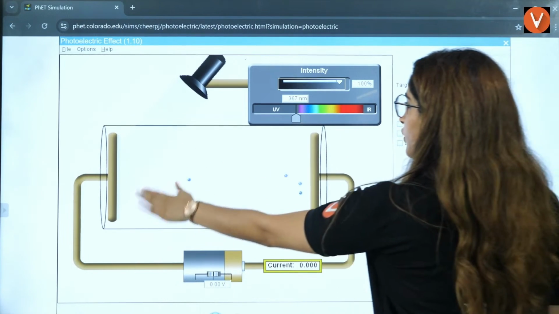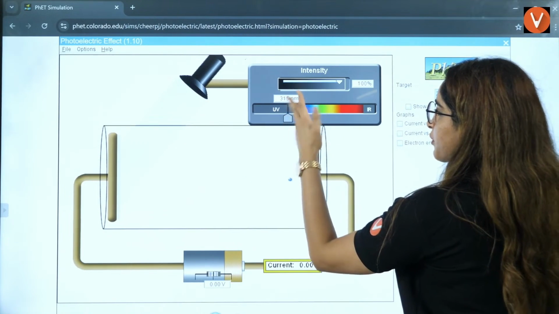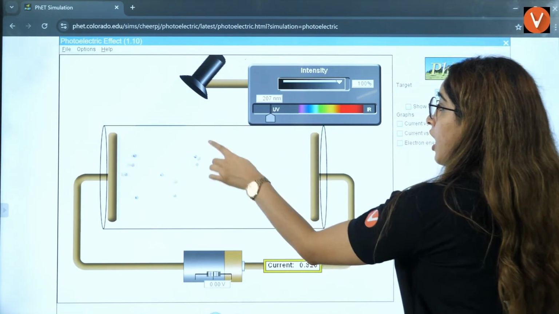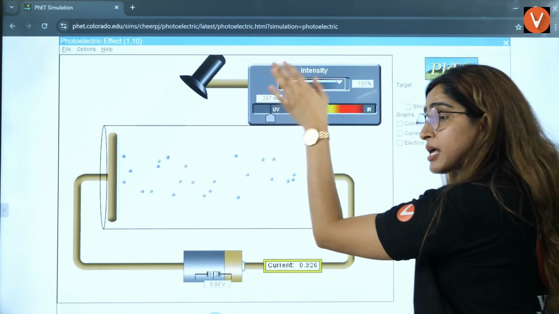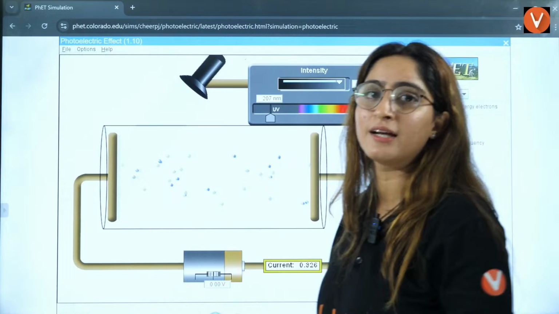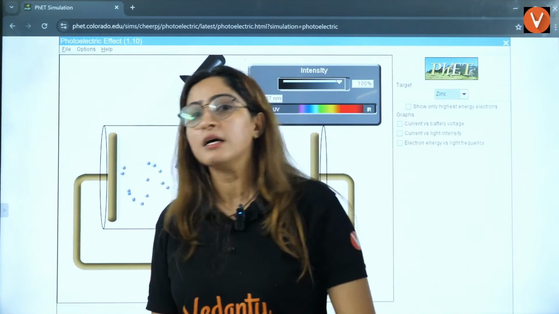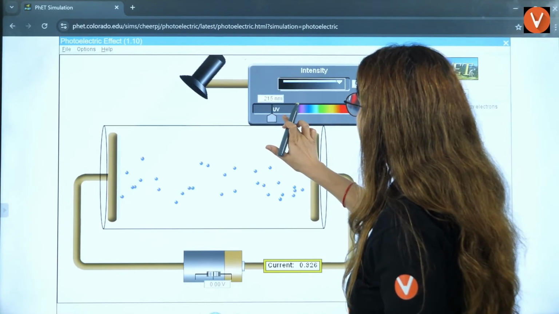So zinc, if you have it here, is not able to extract any electron with this frequency. With this frequency, no. With this frequency, no. Here it is able to extract, because if you have more work function, you require more incident light. You require more energy of incident light.